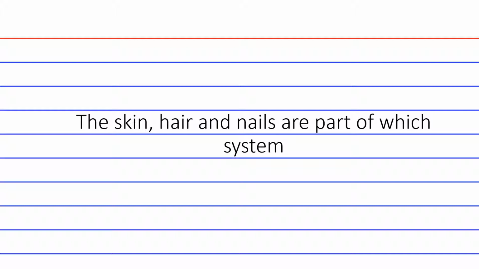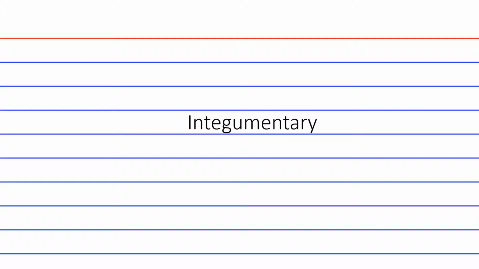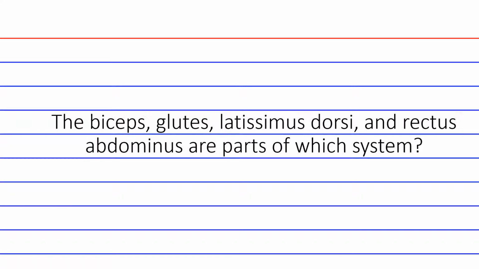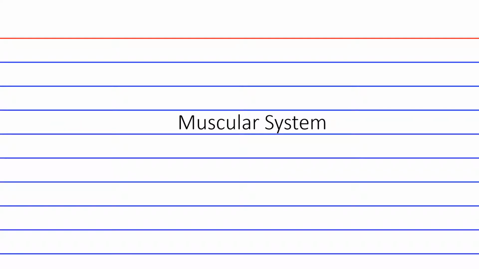This system involves the skin, your hair, and nails. What system are these a part of? The answer is the integumentary system. The biceps, your glutes, the latissimus dorsi, and rectus abdominis are parts of which system? The answer is the muscular system.